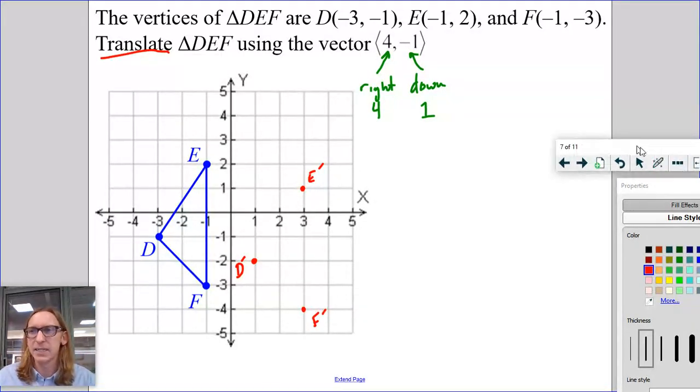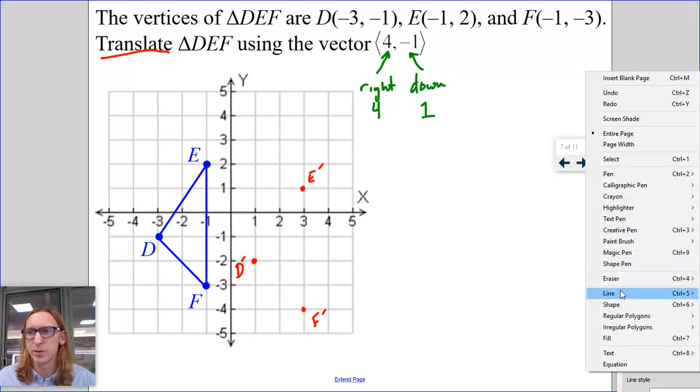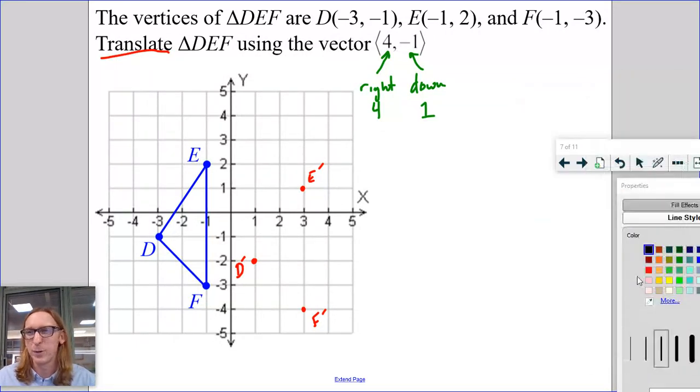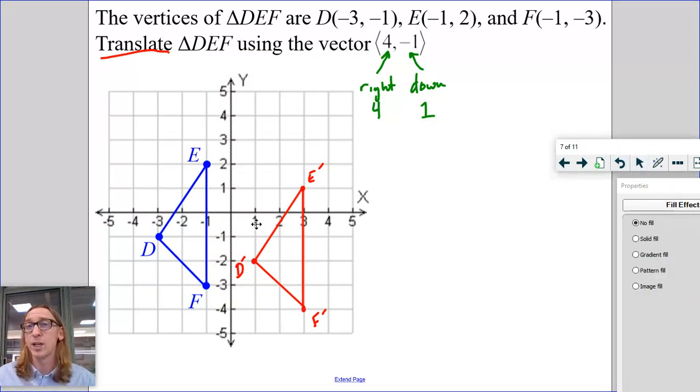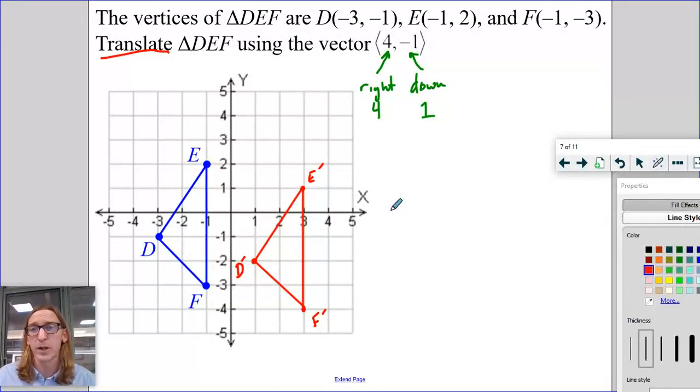Let's connect the dots, and I am going to cheat and use my straight line maker. If we were doing this paper and pencil, we'd probably use straight edges, we'd use rulers. Since I'm doing this electronically, I'll use the next best thing. And there we go, a new location for triangle DEF. You would call this new triangle, triangle D prime, E prime, F prime. Each of those points has a new name with a prime after it.